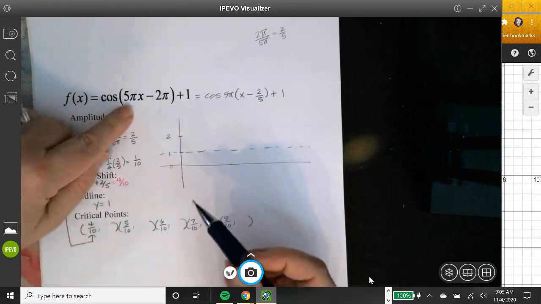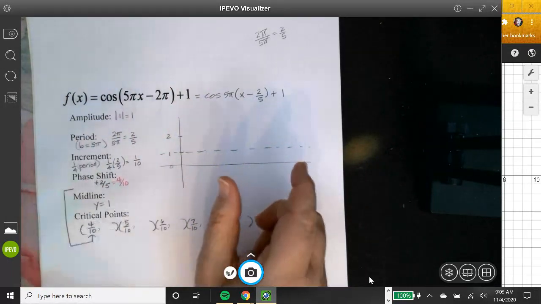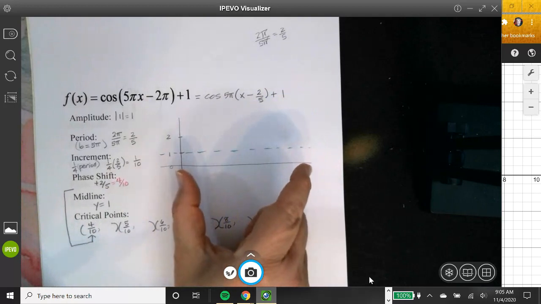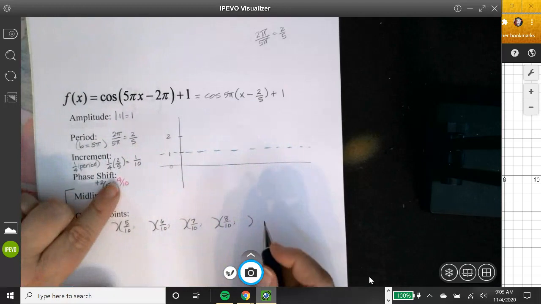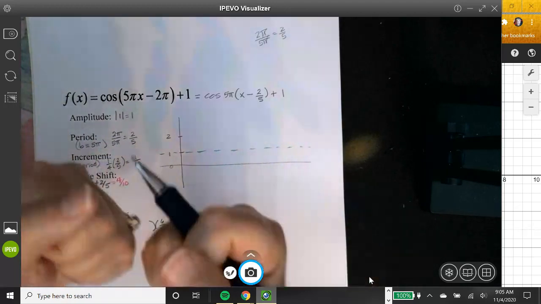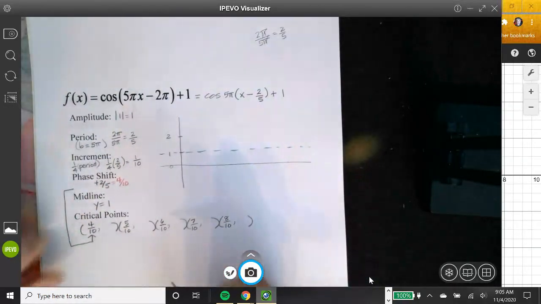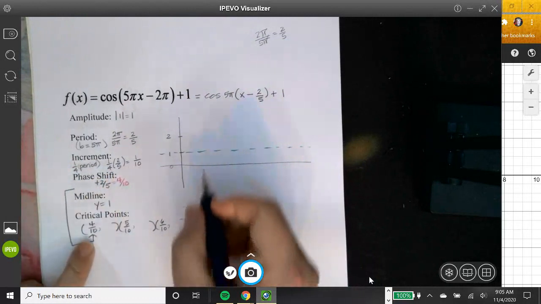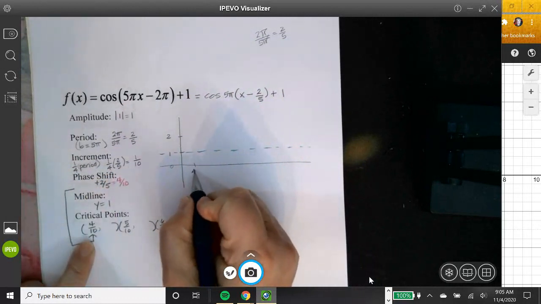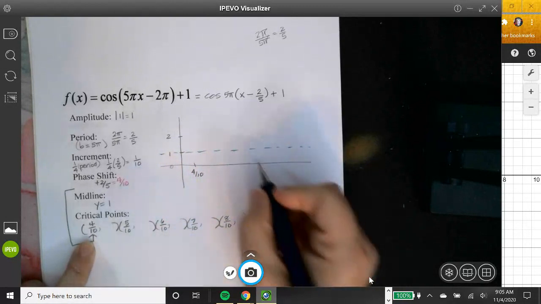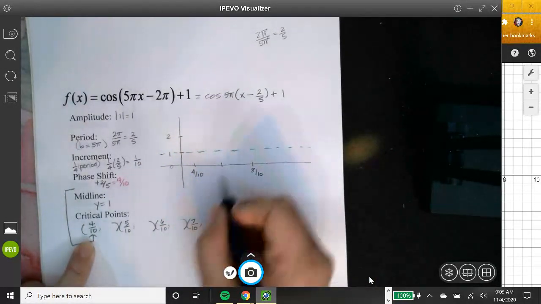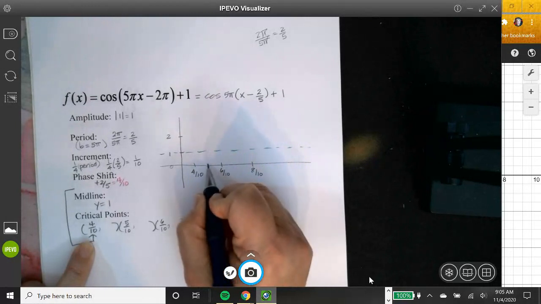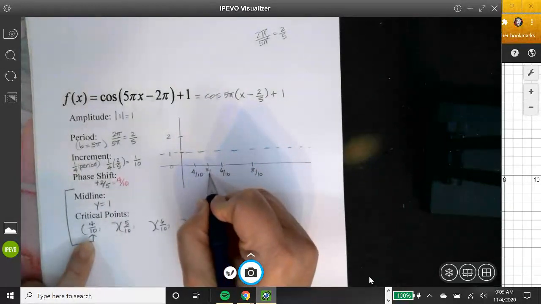So what has this 5 pi done? Well, it's taken the period that would normally be 2 pi and really shrunk it down to 2/5. So they're really pushing in on that cosine accordion. Okay, so we're starting at our phase shift, which is 4/10. And then we're going to go to 8/10. Halfway is 6/10. Halfway is 5/10.